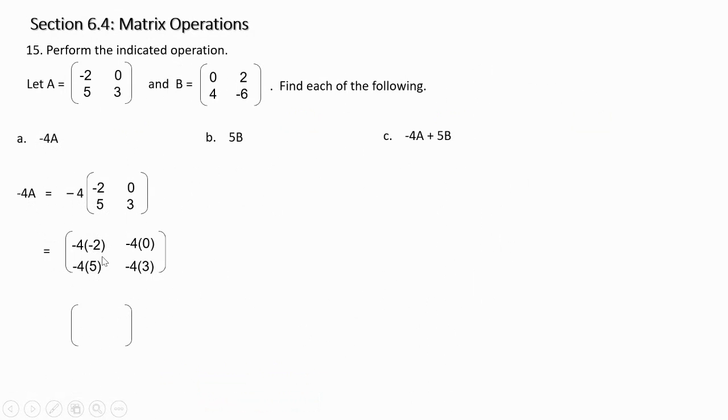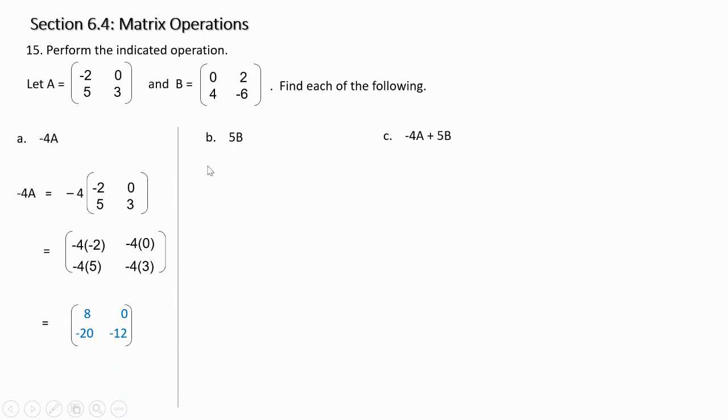And again, guys, you can go straight to the answer. I just show you this step here so you can see exactly what's taking place. But you can go negative 4 times negative 2 will give us an 8. Negative 4 times 0 will give us a 0. Negative 4 times 5 will give us a negative 20. Negative 4 times 3 will give us a negative 12.